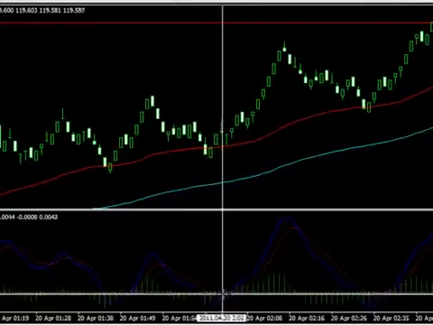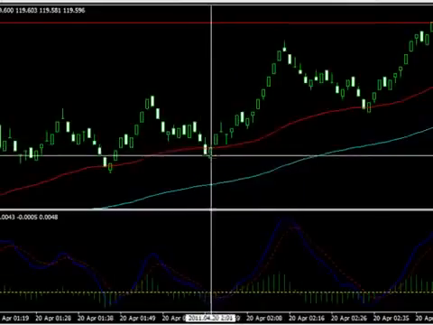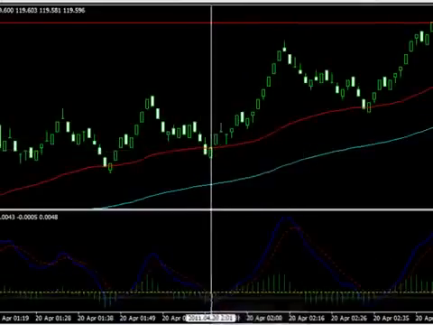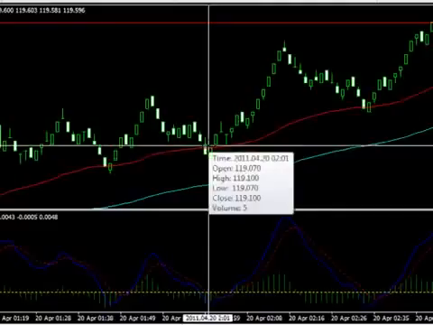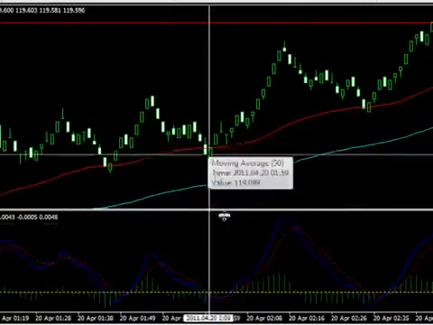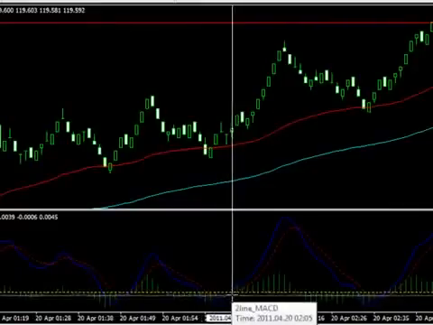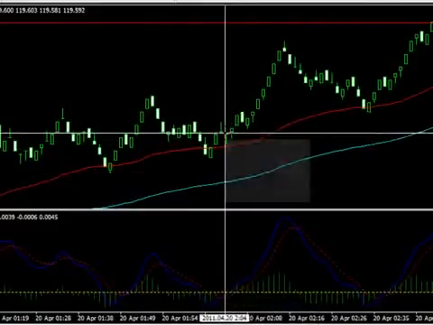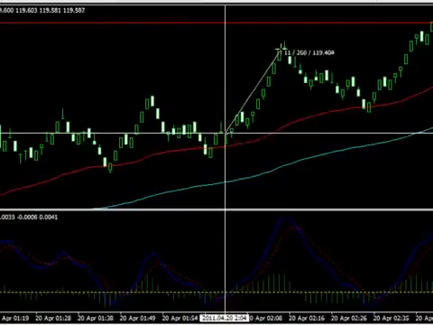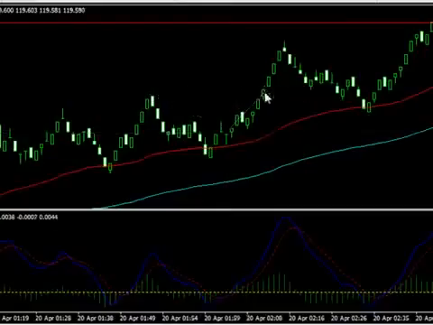And again, another setup shortly after that. Comes down into the 50, bounces off, we get a cross. These two things have to happen at the same time. So it comes into the 50, great. And then we look to the MACD. Is it below the zero line? Yes. Has it crossed? Yes. Now we can go long. And that's 26 pips there. But again, we could get out at this previous swing high, use that as an exit.